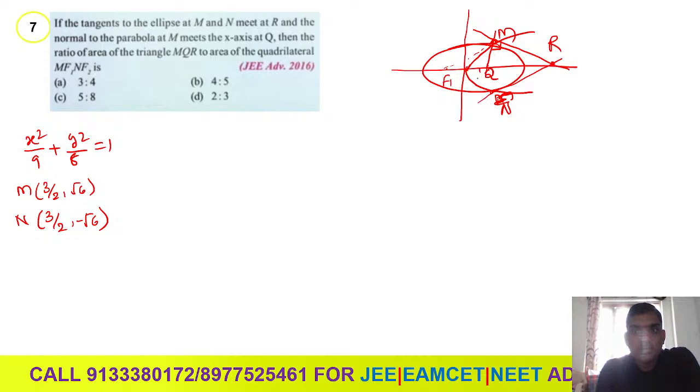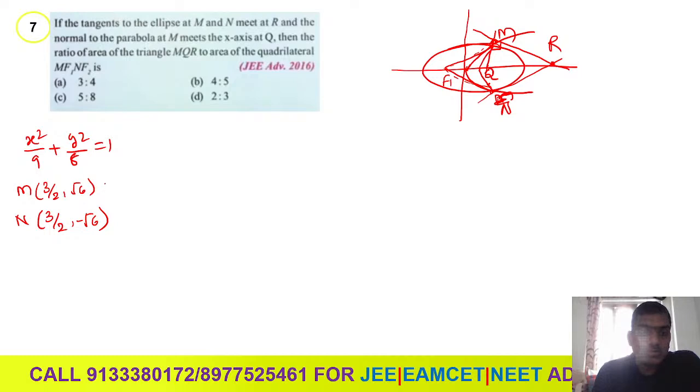Like this. This is the quadrilateral. Okay, let us calculate one by one. First, let us find out what is R. So here M is 3 by 2 comma root 6 and N is 3 by 2 comma minus root 6.